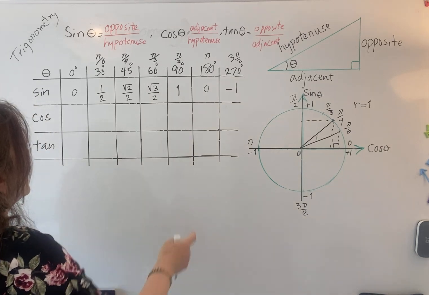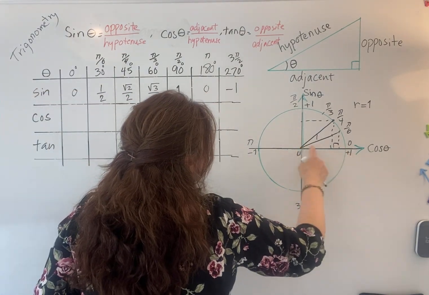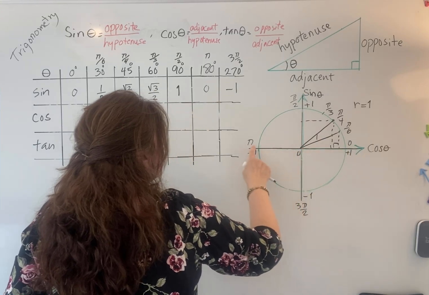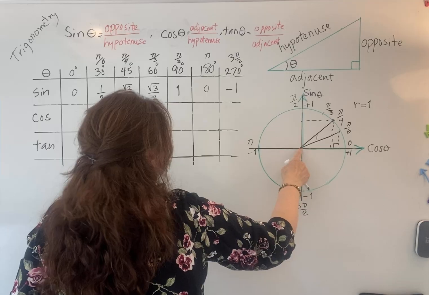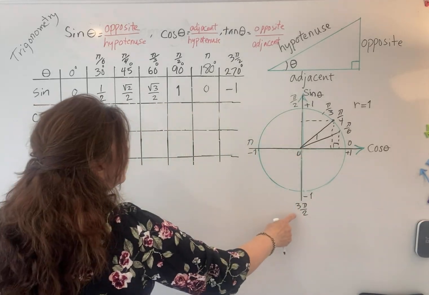So how about 180? 180 is easy because at 0 degree sine is 0, and for pi, sine of pi is 0 too. How about this one, 270 degree?